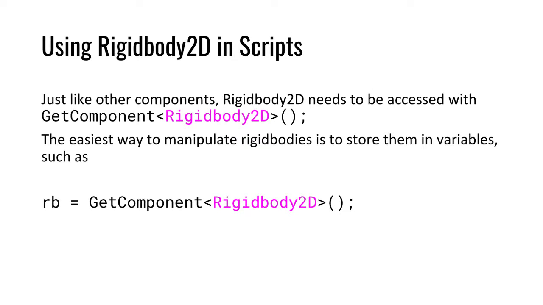So yeah, basically do that. Using these in the script is basically just like using any other component. You have to get the rigid body component from the object. And since in your scripts the rigid body is typically the only thing you really want to do with that object, you typically want to store it in an easily accessible variable. Typically this is RB, for rigid body, but it can be anything you want. And that's what it would look like: RB equals GetComponent Rigidbody.